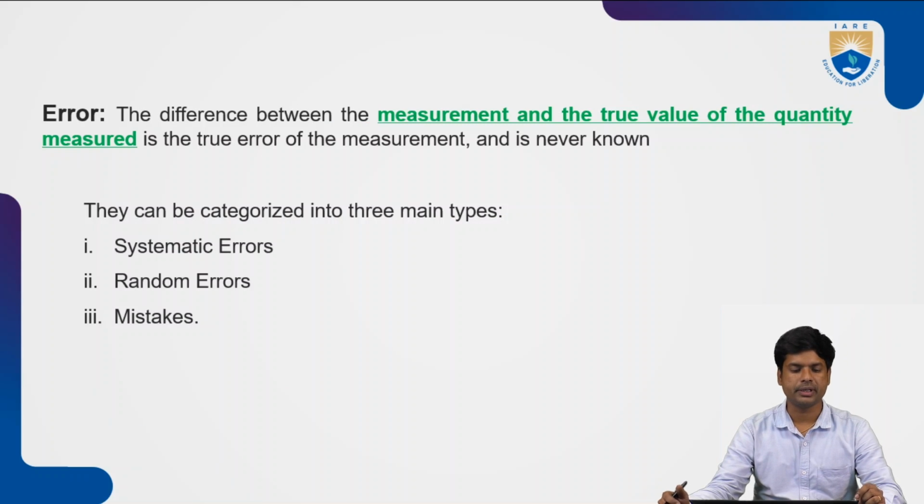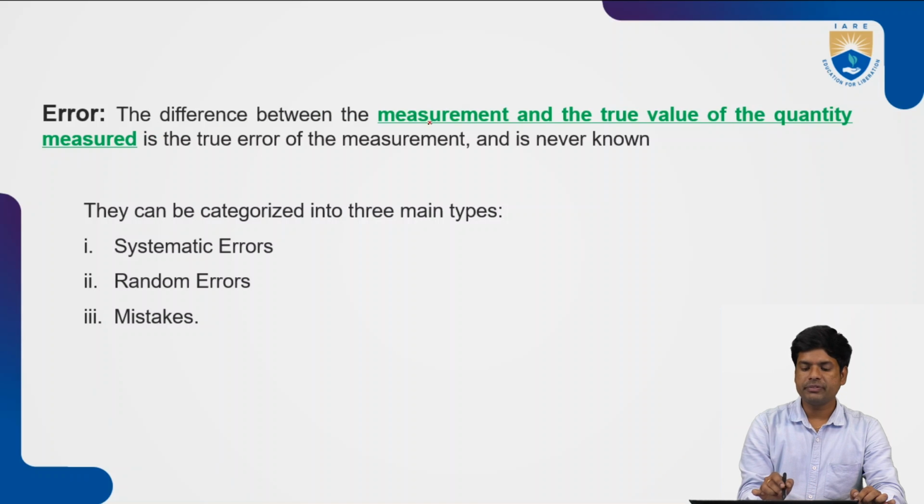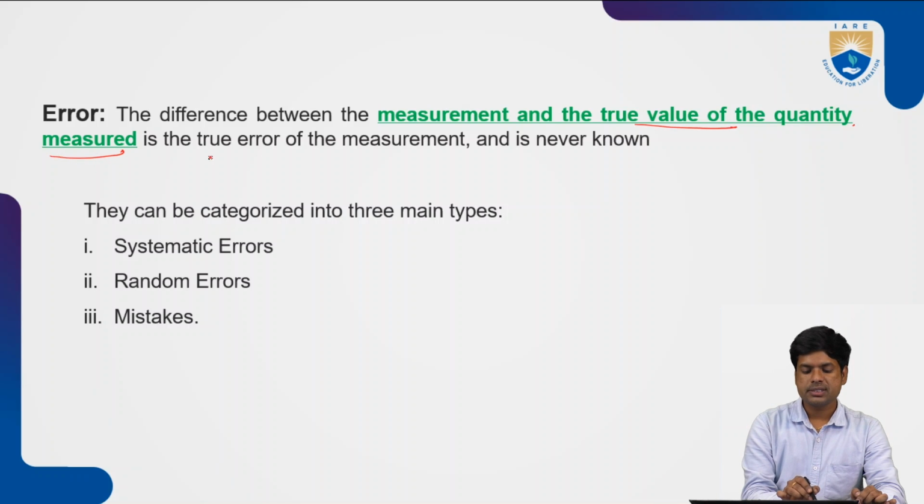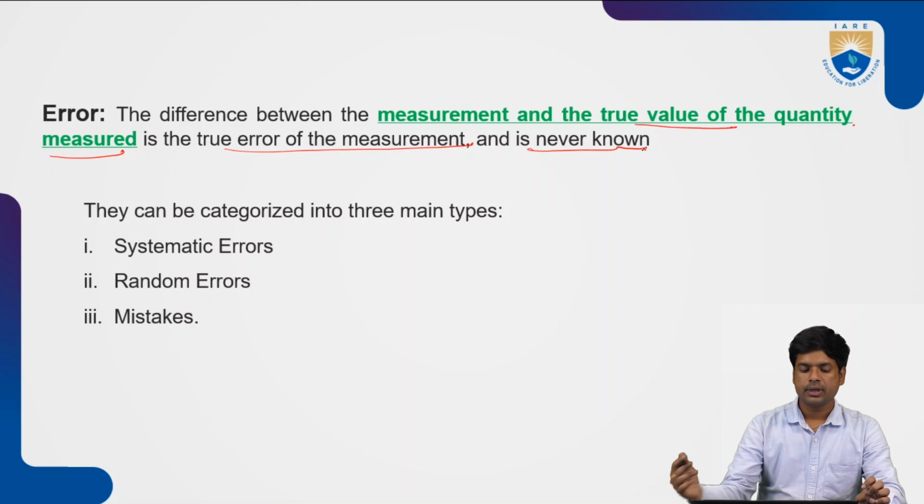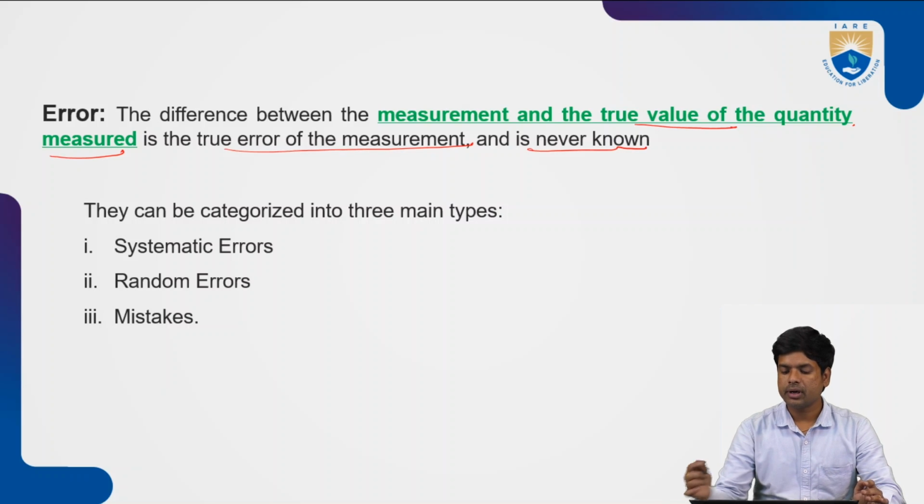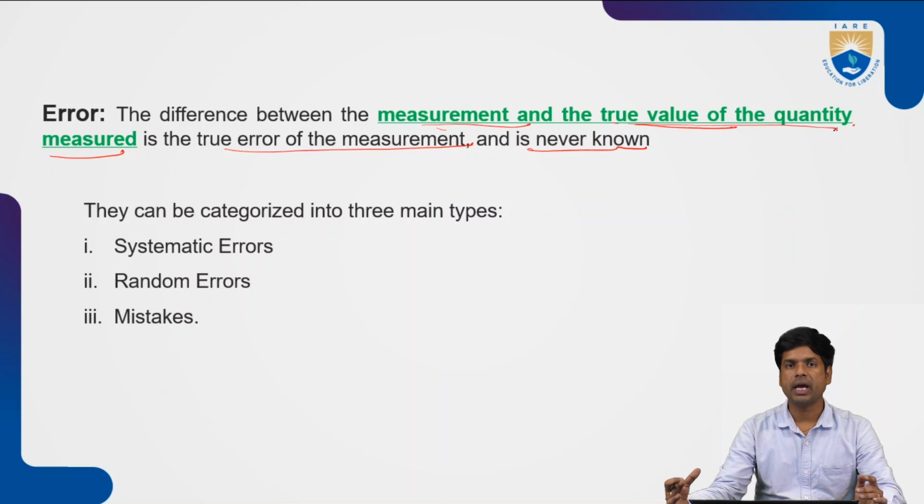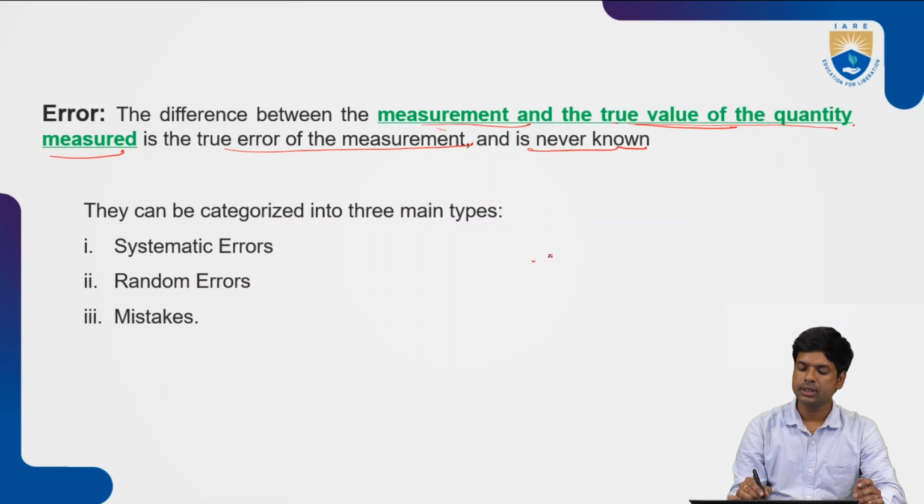Coming to the definition of error here, the difference between the measurement and true value of the quantity measured is the true error of the measurement and is never known. So error is nothing but the difference between the measurement and the true value of the quantity measured. We will be having some length for a particular object or for a particular distance, right?